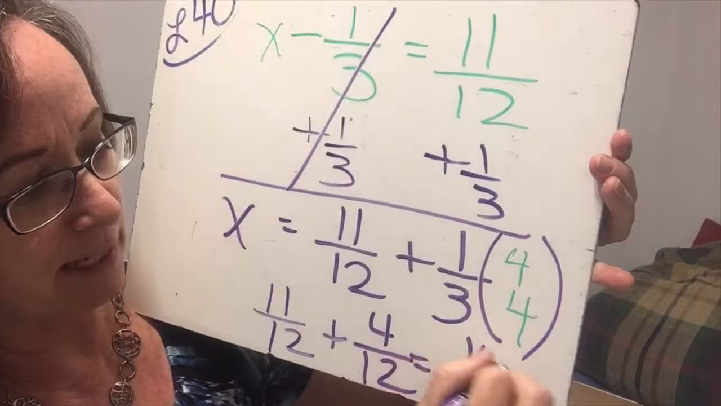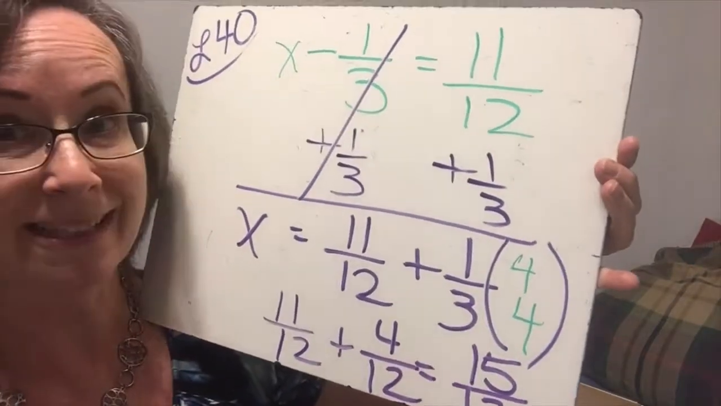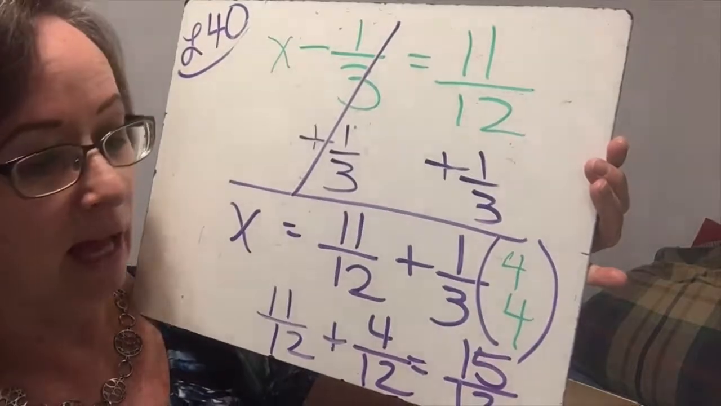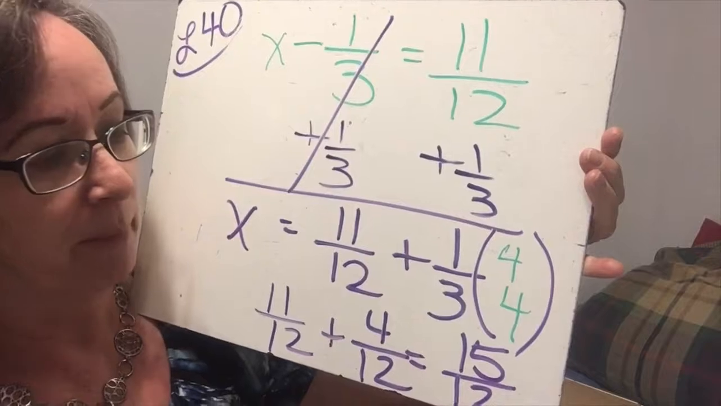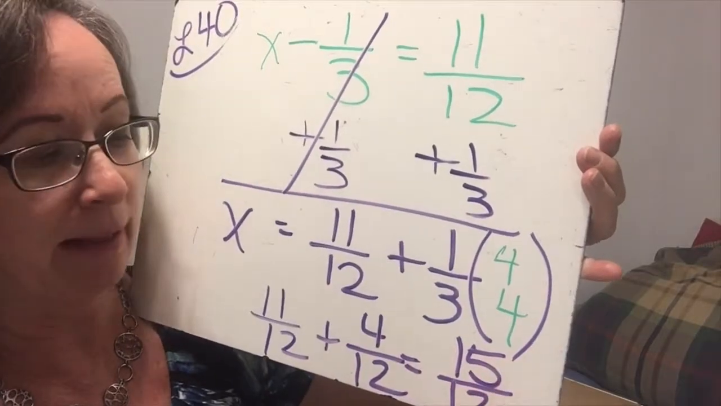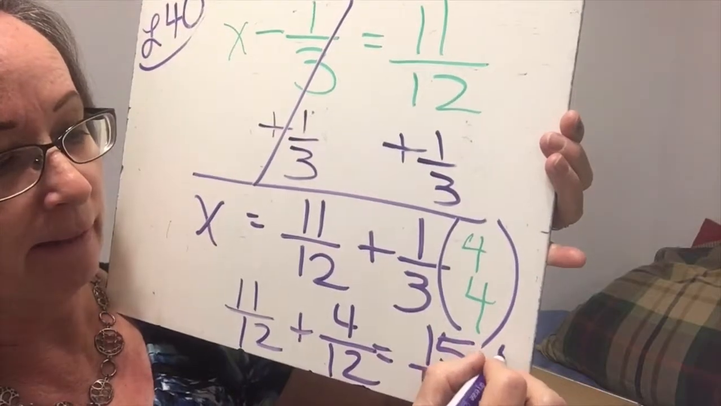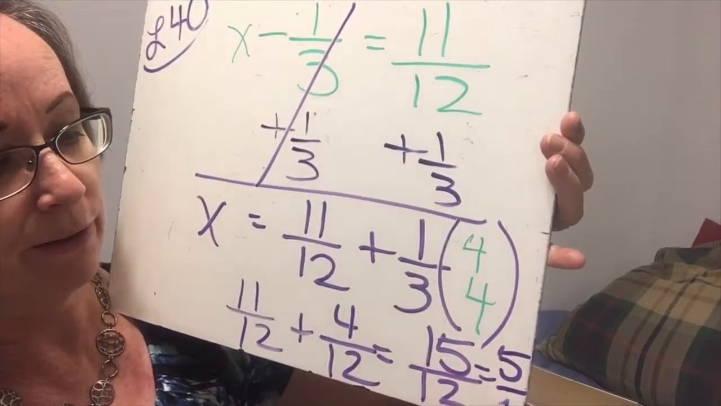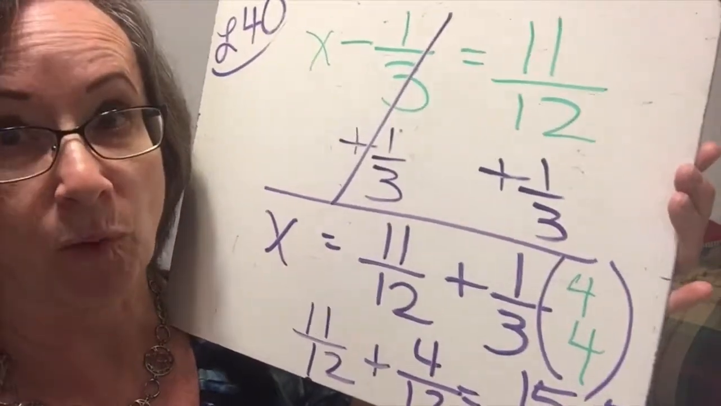is 15/12. Now 15/12 will simplify. Okay, we're going to go ahead and leave it in improper form, but can't we divide by 3 on the top and the bottom? So that's actually going to be 5/4, which if you were to write it as a mixed number would be 1 1/4.